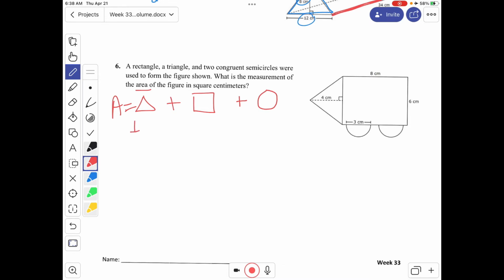Formula for area of a triangle is 1/2 base times height, plus for a rectangle, it's just base times height, plus the circle, which is pi times radius squared. Probably won't have any problem finding the measurements for the triangle or even the rectangle. But let's talk about the circle.